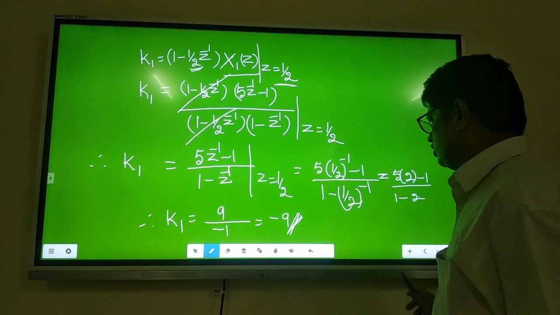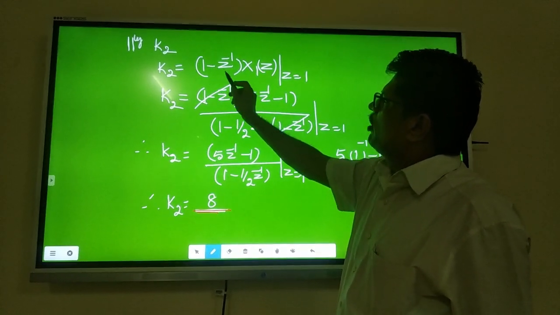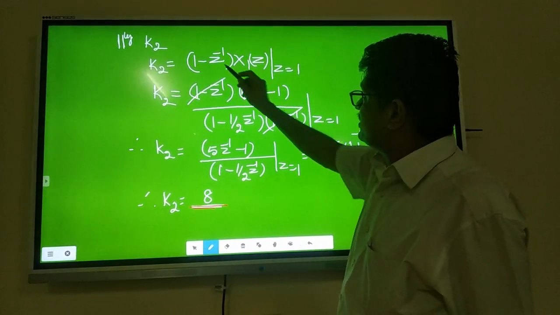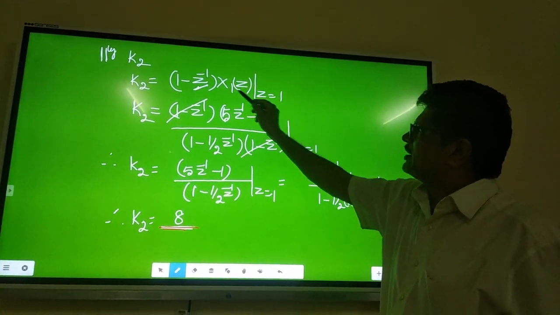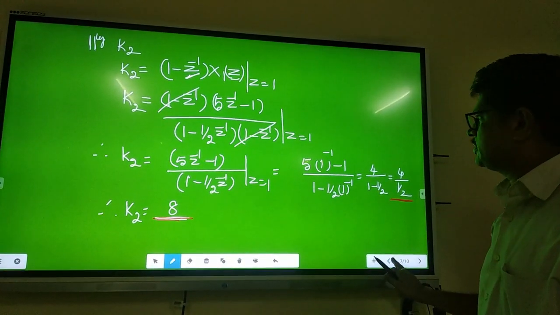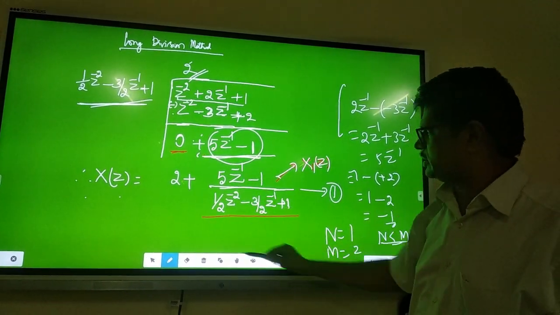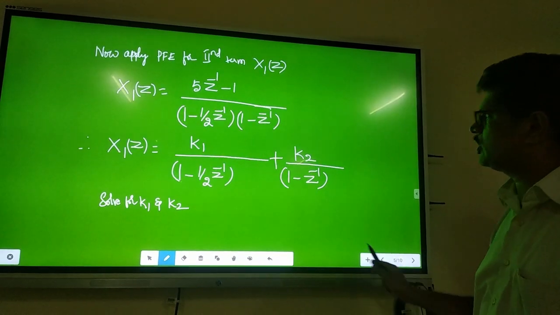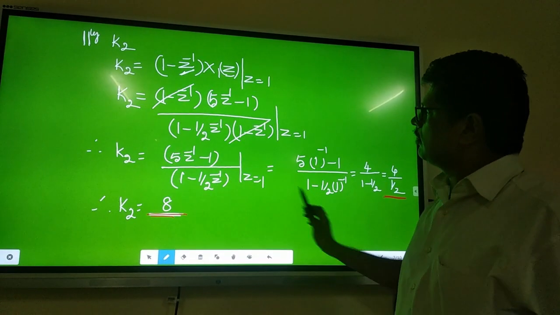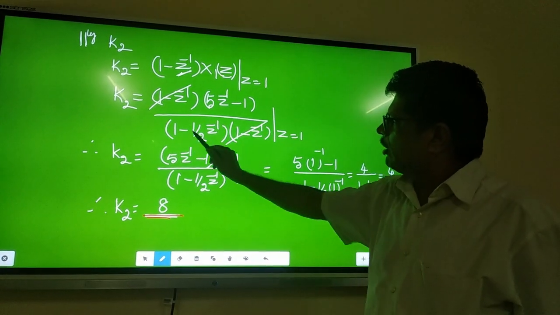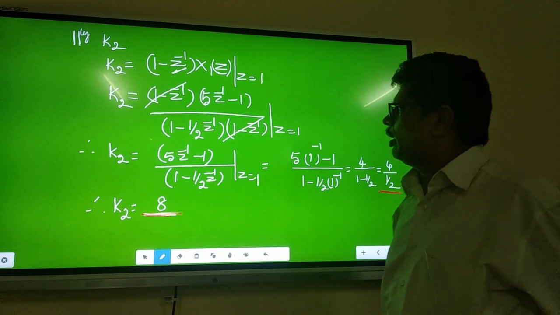K1 you got. Similarly, get K2, neglect K1, get K2. You will get K2 is equal to (1 minus z inverse) X1(z) at z is equal to 1. Now see, 1 minus z inverse, what is X1(z)? X1(z) is whatever you are getting from the long division. This is X1(z): (5z inverse minus 1) by (1 minus 1 by 2 z inverse)(1 minus z inverse) at z is equal to 1.